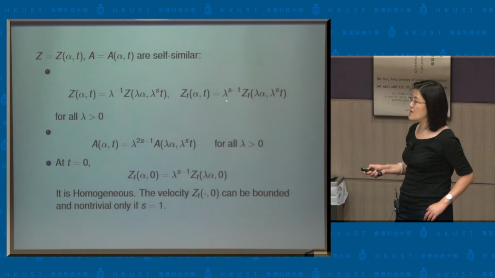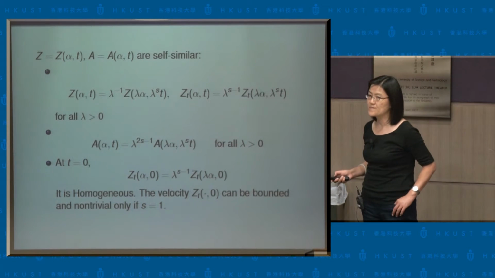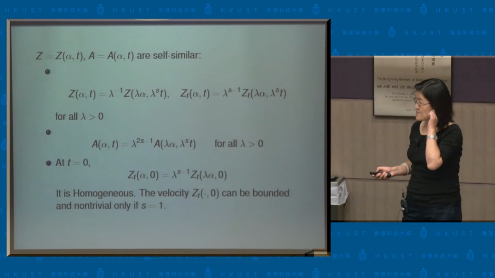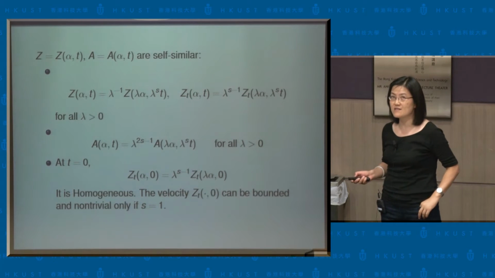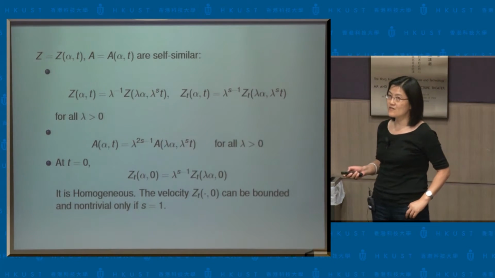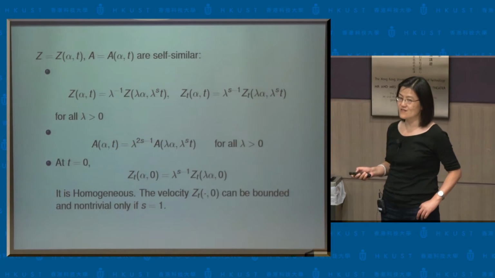This is a limiting profile, so it has to come from somewhere. It comes from some initial time, initial data. Z is a position, and taking the derivative in t gives the velocity. That means the initial velocity has to be homogeneous of degree 1 minus s. What does that mean? It has to behave like alpha to the power 1 minus s. If s is not 1, then at alpha equal to 0 it's either 0 or infinity, and if alpha is infinity, it's infinity or 0.